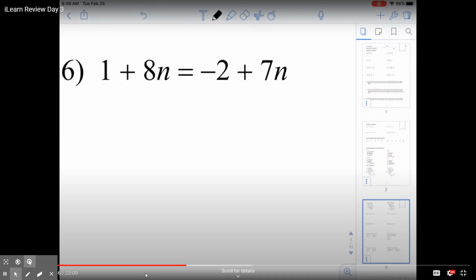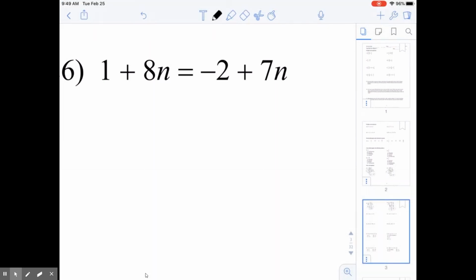Still don't have distributive property. As far as having like terms, we don't have any that are on the same side of the equation, but I want to move the variable. I do have variables on both sides, and to undo that, I'm going to move the variable left. Just like when you do something to one side, you got to do it to the other side.